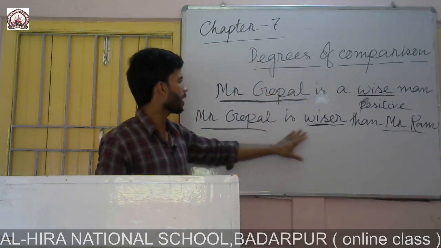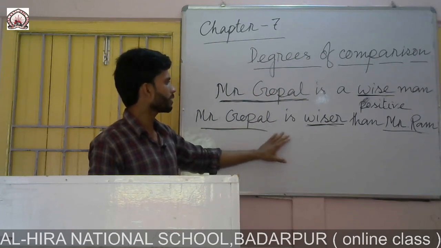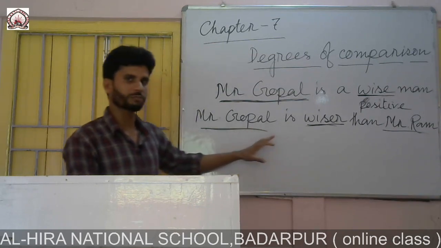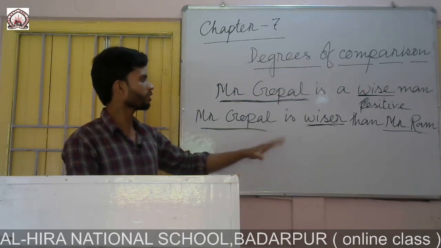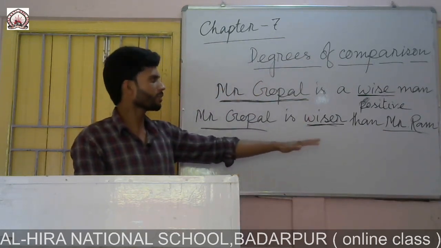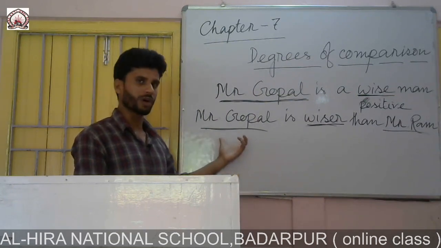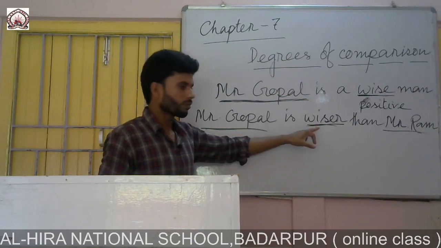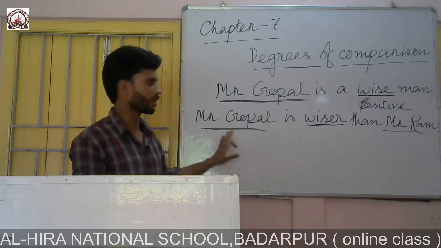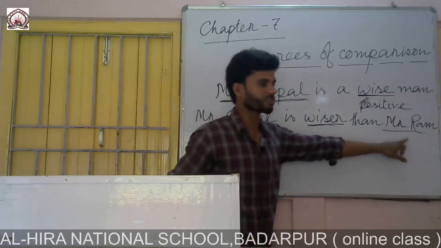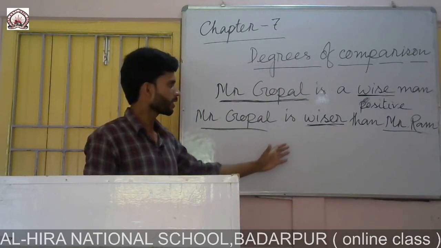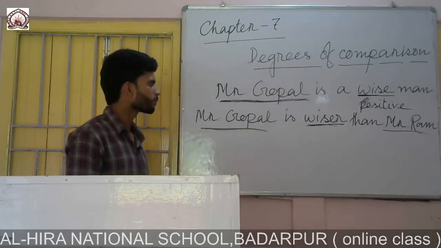When we say Mr. Gopal is wiser than Mr. Ram, it does not mean that this wiser is speaking only about Mr. Gopal. When we say Mr. Gopal is wiser than Mr. Ram, it also means that Mr. Ram is not as wise as Mr. Gopal. So this word wiser is describing 2 people here, not only Mr. Gopal. It is describing Mr. Gopal as well as Mr. Ram. So here in this sentence we have two persons, and wiser is describing both these persons.